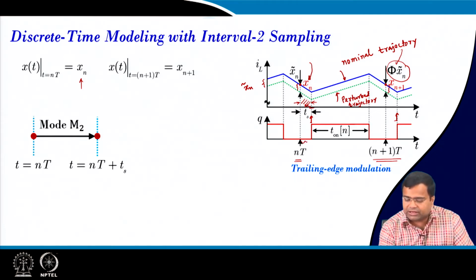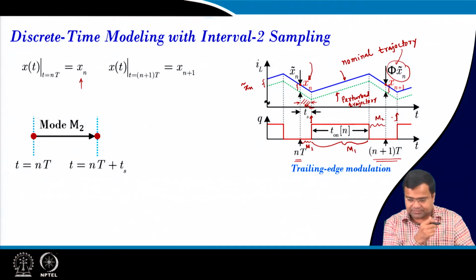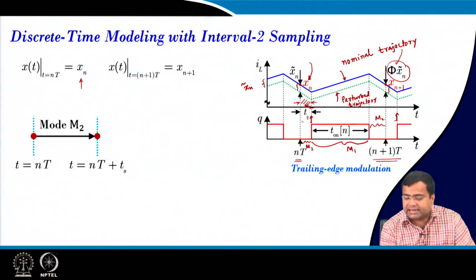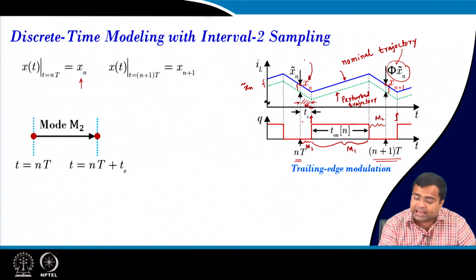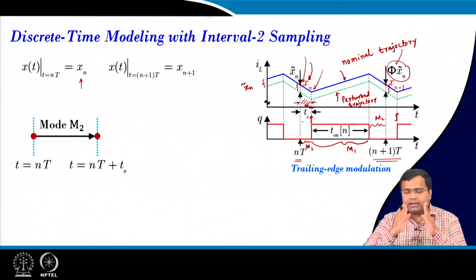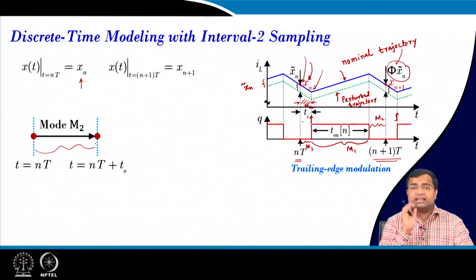This is the duration of mode 2, and this is the on state duration, which will be mode 1. Again this interval will be mode 2. Mode 2 means the off state and mode 1 is the on state. Here this interval is Ts, and that is the delay. We capture the sample here, but the actual switching happens later. This delay is provided to accommodate the ADC conversion time as well as the controller computational time.